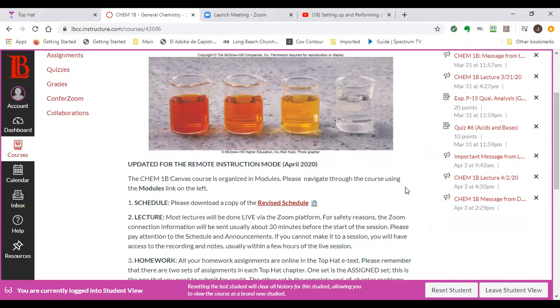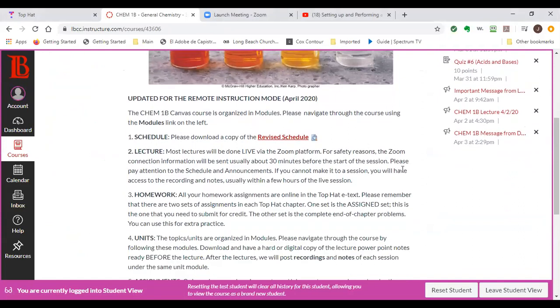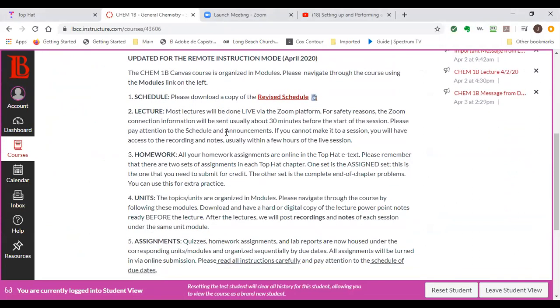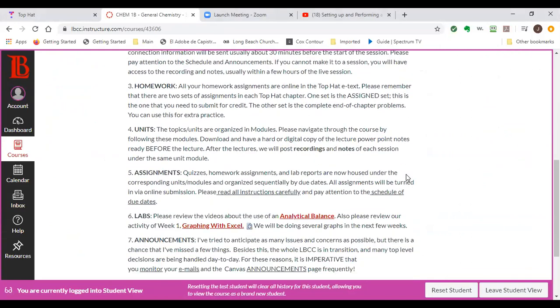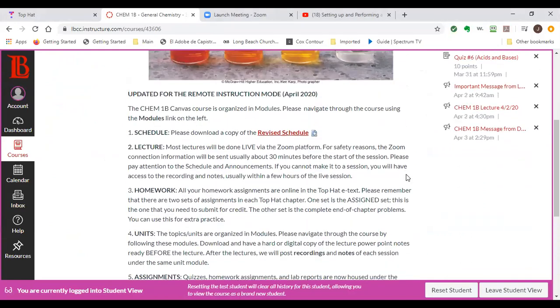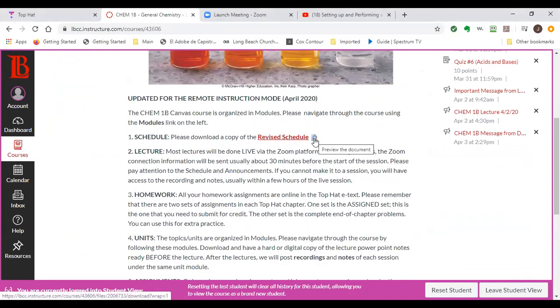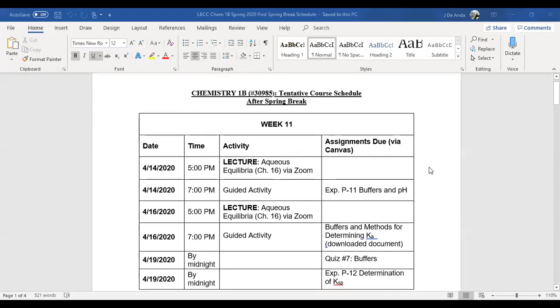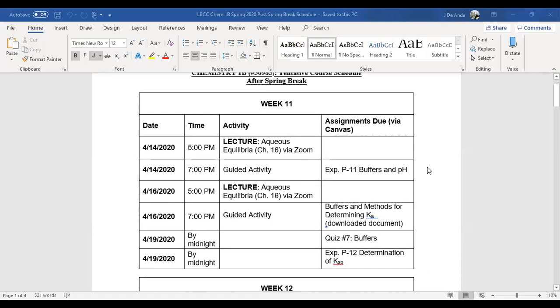Hopefully you took note that we changed the home page into a more sequential set of topics. And we've posted the revised schedule. So maybe we can go there and look at some things with the revised schedule. All right. So let's go here. Okay, here it is. So this is our revised schedule. So notice that a couple of things are different.